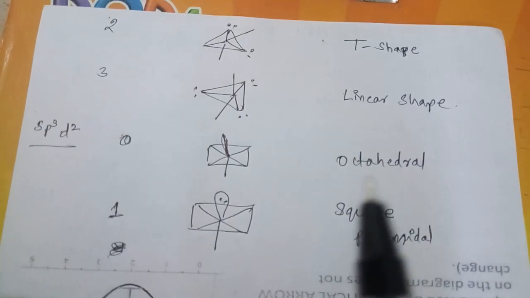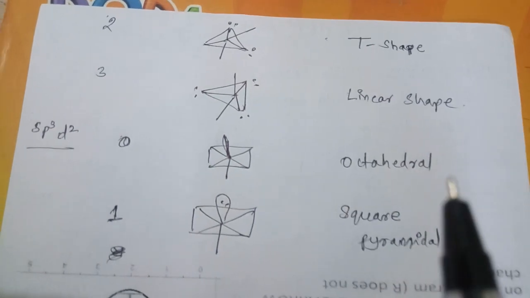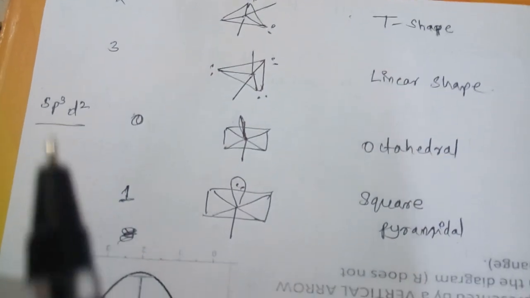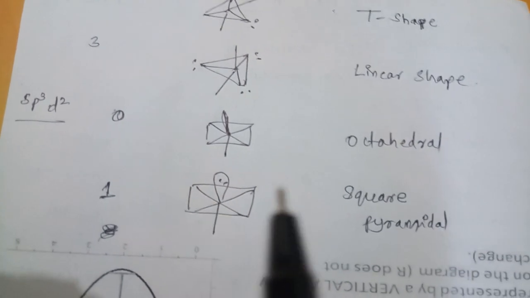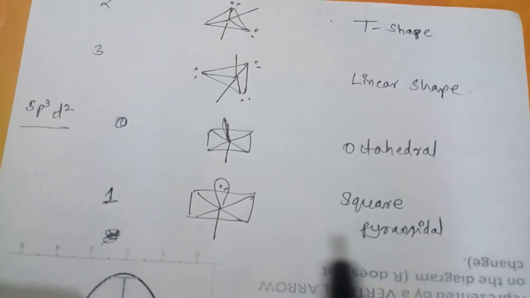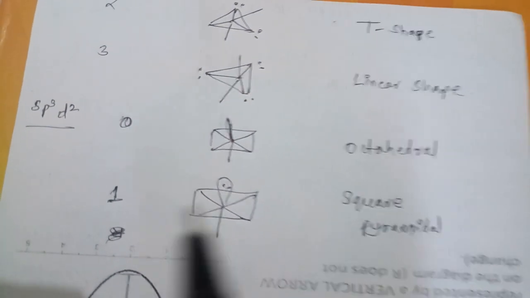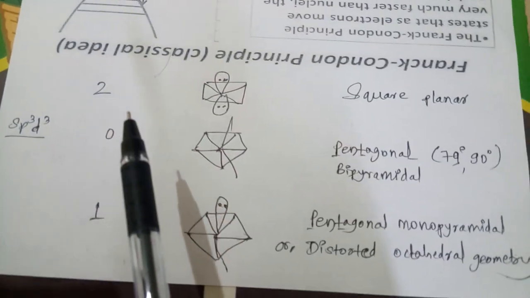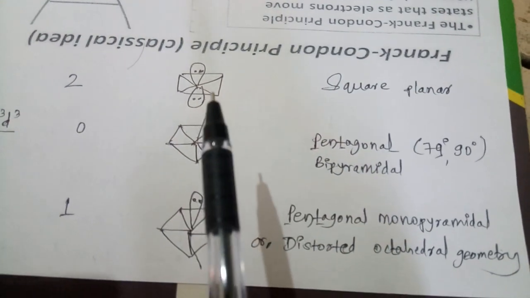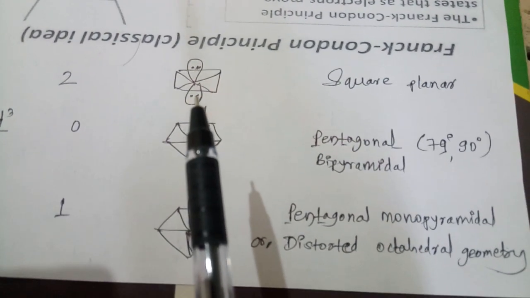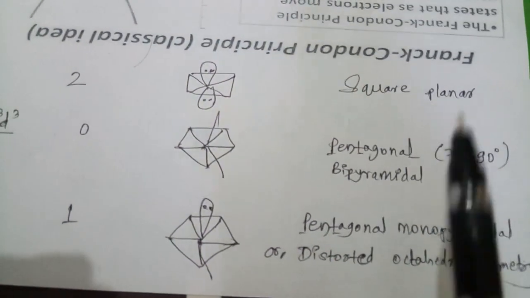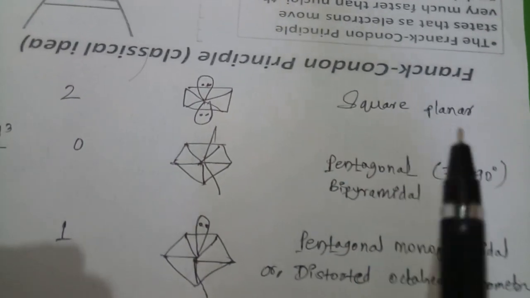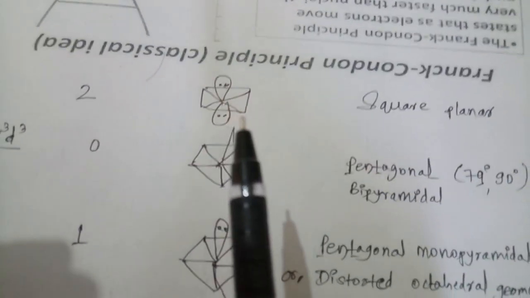In the sp3d2 hybridization, with the absence of lone pair of electrons, the geometry is octahedral geometry. In the presence of one lone pair of electrons, this is the square structure and this is the pyramidal. So its geometry is square pyramidal in the presence of one lone pair of electrons. In the presence of two lone pair of electrons in the sp3d2 hybridization, its shape is very simple, that is square planar shape, or its geometry is square planar geometry in the presence of two lone pair of electrons.